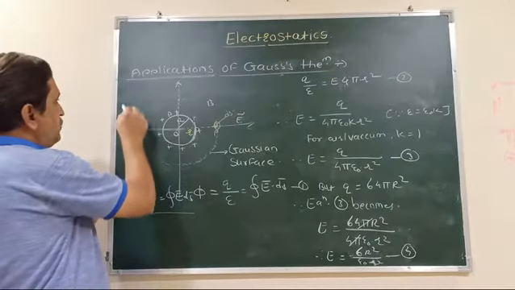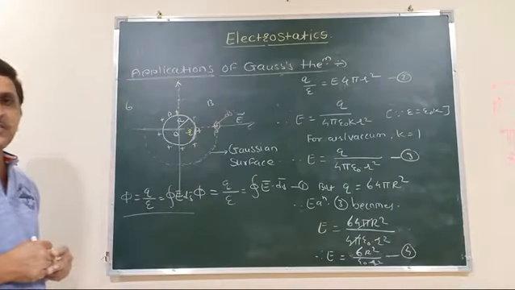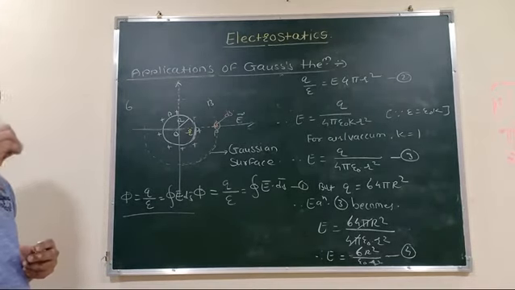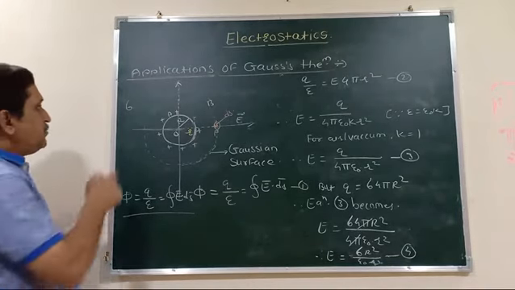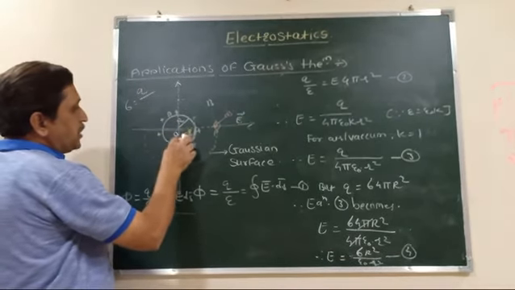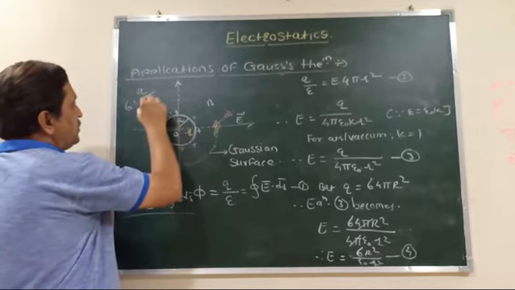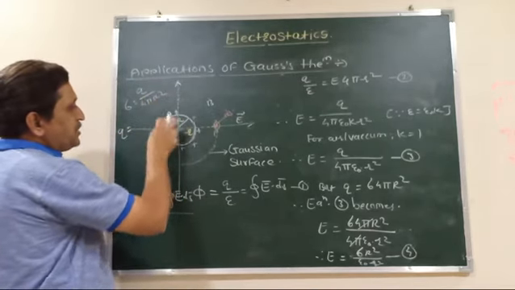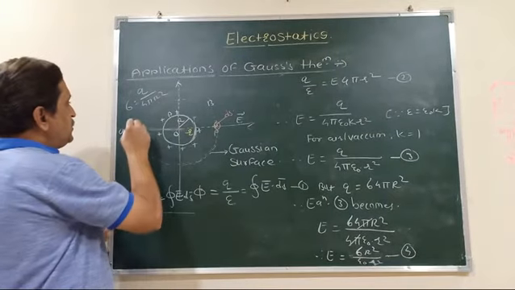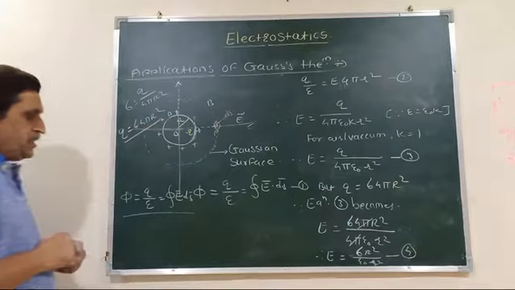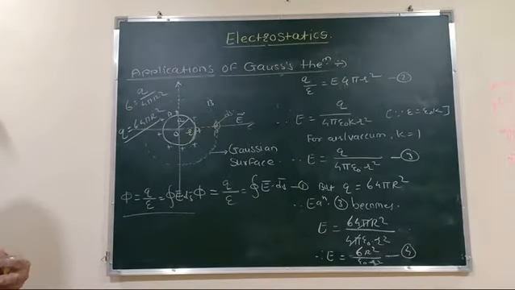That means if sigma is the surface density of charge on this sphere and if Q is the total charge which is deposited on this sphere, then we can write sigma is equal to total charge divided by total area of this sphere. That means 4 pi r square. That means total charge which is deposited on this sphere A is nothing but sigma into 4 pi r square. एक इक्वेशन, सेकंड इक्वेशन लिया हमने. उसके बाद हमने क्या किया?